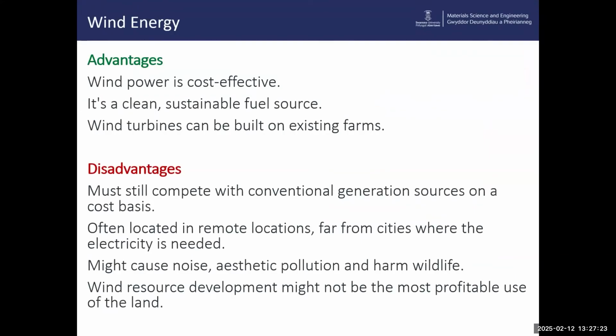Some advantages of wind energy. It offers many advantages, which explains why it's one of the fastest growing energy sources in the world. And research efforts are aimed at addressing the challenges to greater use of wind energy.